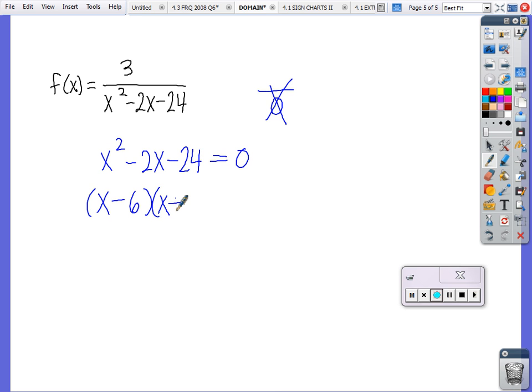I'm going to factor this. And the reason I don't need a sign chart, these are the values that are not in the domain. Every other value is used in the function.